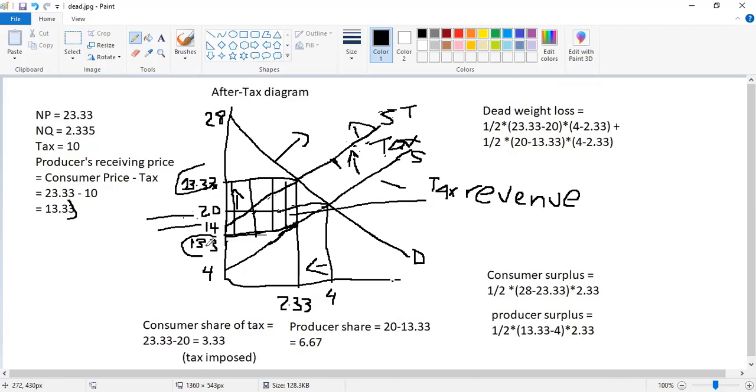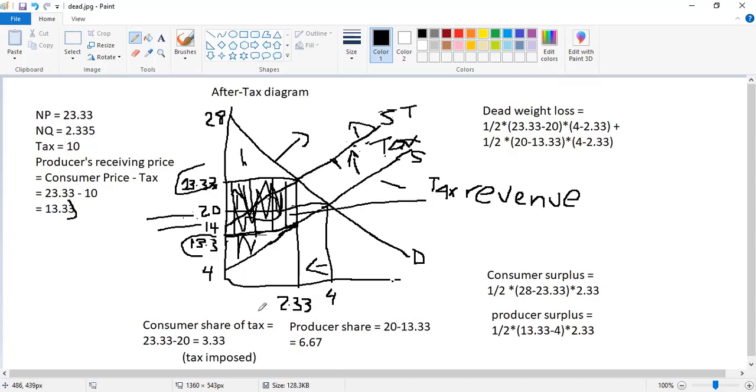Then this entire area or portion, this part becomes the money that's going to the government. Right? So you see that because the tax has increased prices and has reduced what producers are receiving, the producer surplus has reduced compared to the previous diagram, and consumer surplus has also reduced, because now all this portion is for the government.